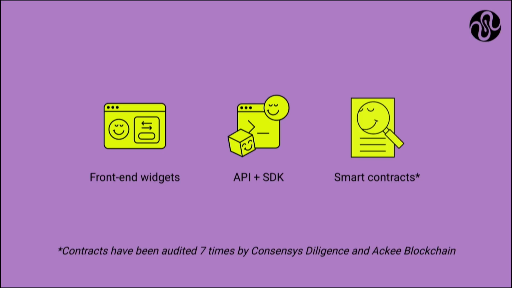What this looks like is a suite of developer tools. We have front-end widgets, an API, and an SDK that developers can use to integrate their applications. And we've deployed smart contracts on most chains that we're integrated with.